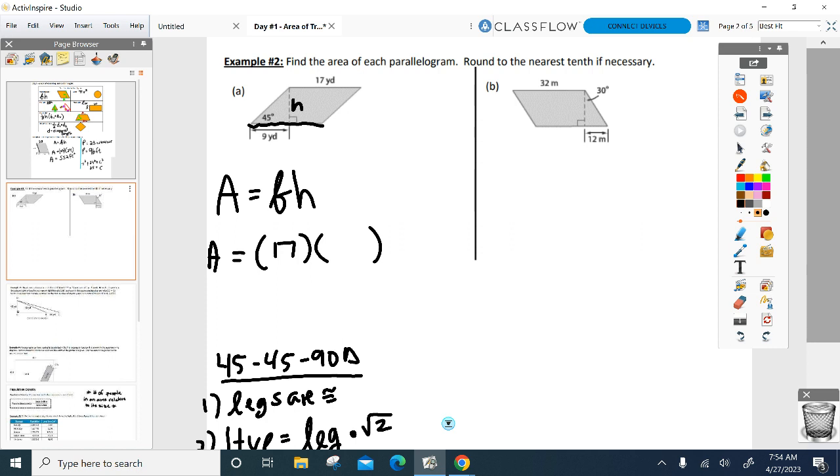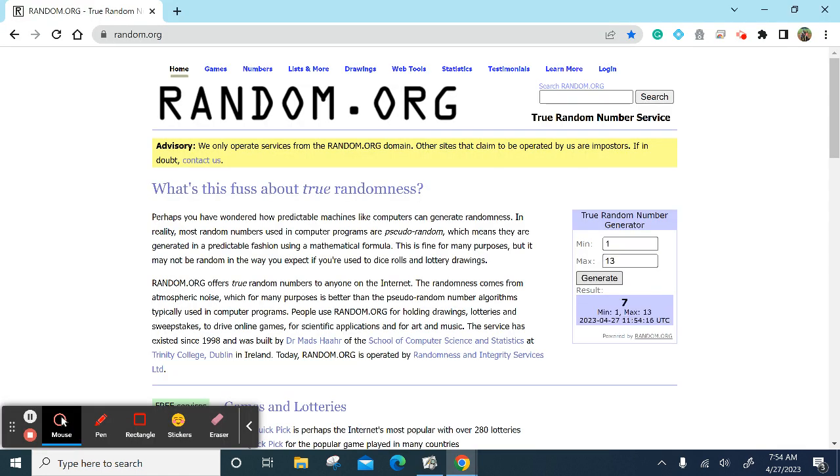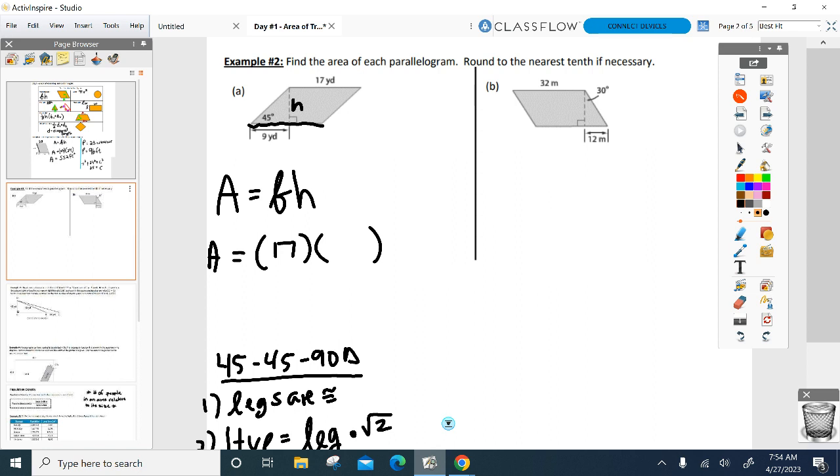9's not my height. Actually, never mind. Relax. I got it. I'm getting out of control. The height, is it a leg or the hypotenuse of the 45, 45, 90? Is the height the leg or the hypotenuse here? Leg. And we just said the legs are congruent. Well, one of the legs was 9, so my height also has to be 9. Legs are congruent. So what do I have here? 153 square yards.